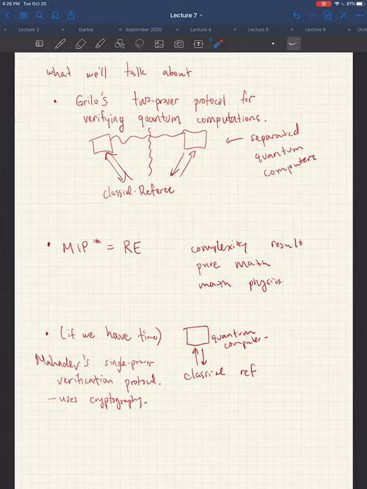Okay, good question. So that's right. If you could do it without them sharing entanglement, that would be great. In terms of practical concerns, it would also make it easier to implement this protocol. The entanglement is actually needed because without it, these two quantum computers couldn't coordinate their responses in a way that would convince you that they were doing the right thing.